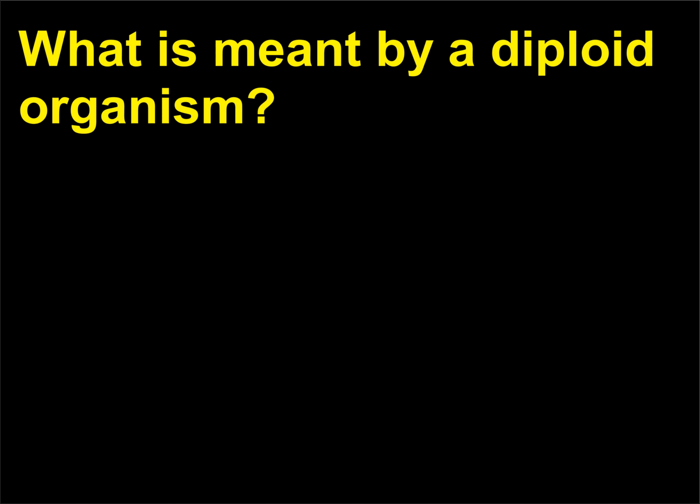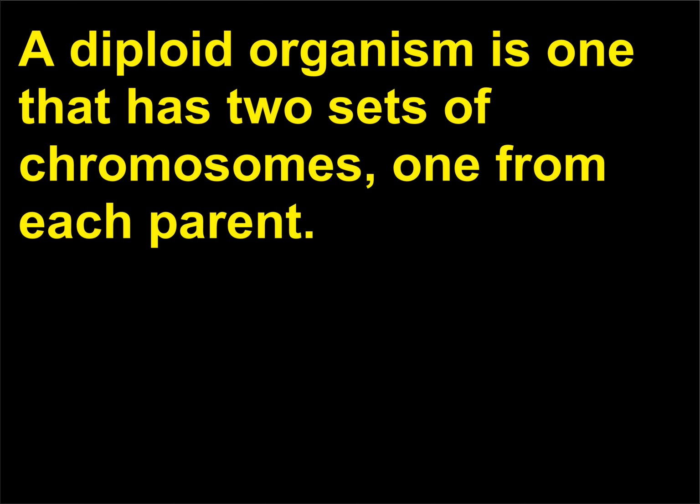What is meant by a diploid organism? A diploid organism is one that has two sets of chromosomes, one from each parent.